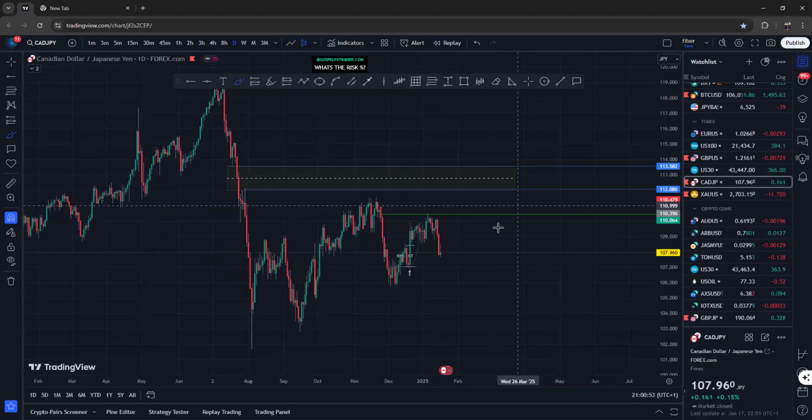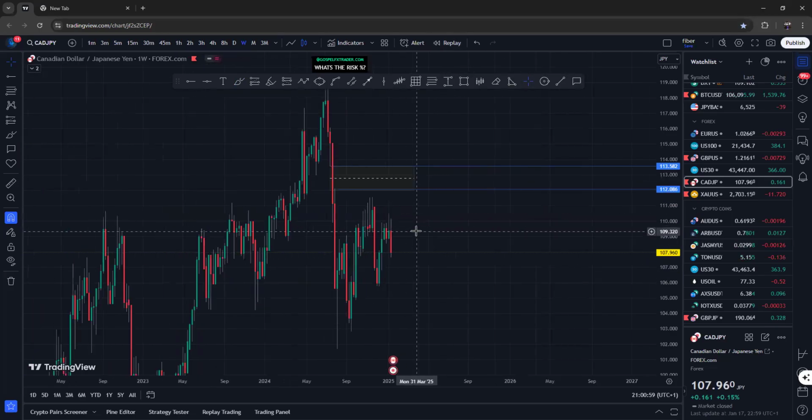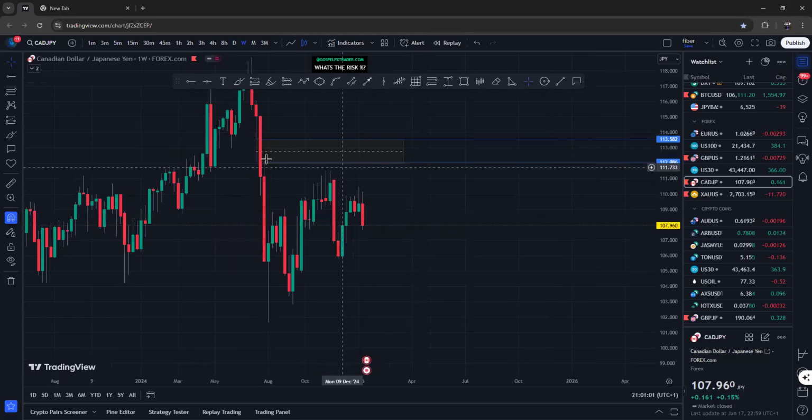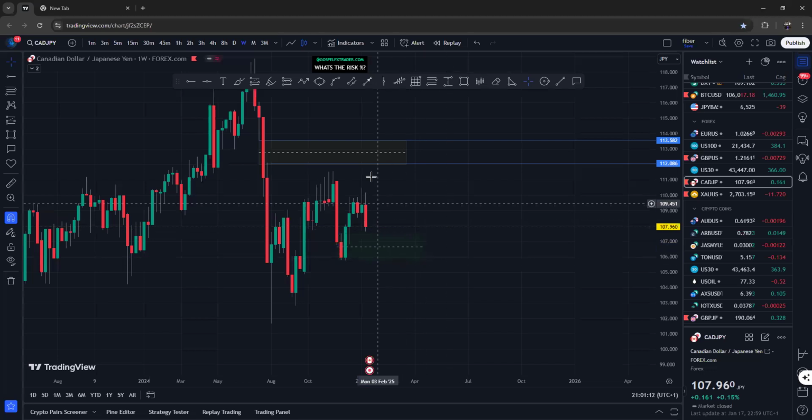I think it should be the same thing with CAD-JPY. CAD-JPY is just consolidating. Weekly time frame, almost the same thing. We still have this fair value gap on the weekly time frame that we are looking at for our price. Price has not filled it all this while.